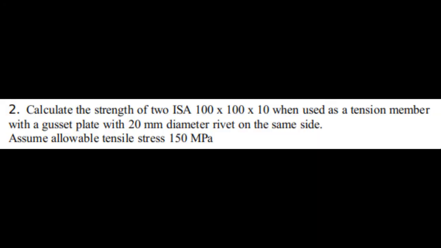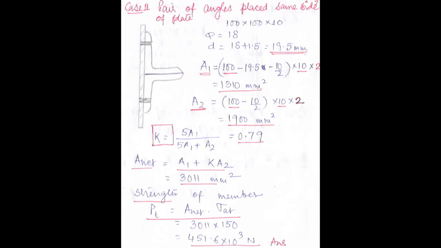Let us see another question. Calculate the strength of two ISA 100 by 100 by 10 when used as a tension member with a gusset plate with 20 mm diameter rivet on the same side. Assume allowable tensile stress as 150 MPa. Let us see how to solve it.